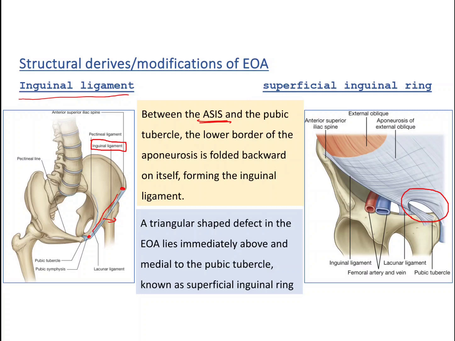Okay, one more thing, there is a triangular gap of the external oblique abdominis muscle that lies immediately above and medial to the pubic tubercle. So here we have the pubic tubercle, just above the pubic tubercle. There is a small triangular gap of external oblique abdominis that is known as the superficial inguinal ring.